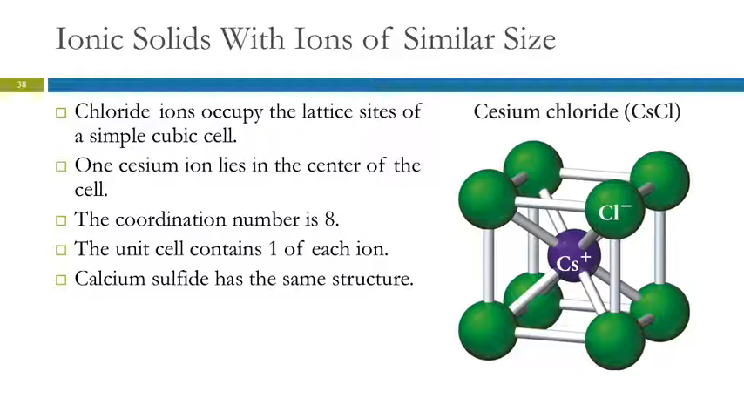So we have a coordination number of 8, and the unit cell contains one of each ion, 1 cation and the equivalent of 1 anion, because we've got 8 anions at the corners here, and we've got 1/8 of each of them. That make sense? Other ionic compounds where we have a 1-to-1 ratio and similar size also form this structure. Calcium sulfide is another example.